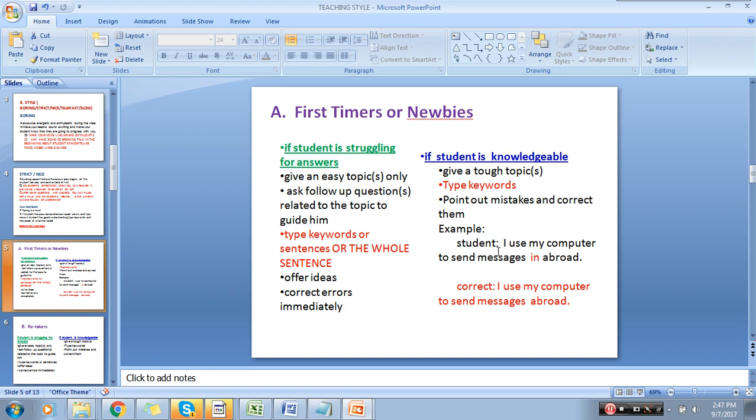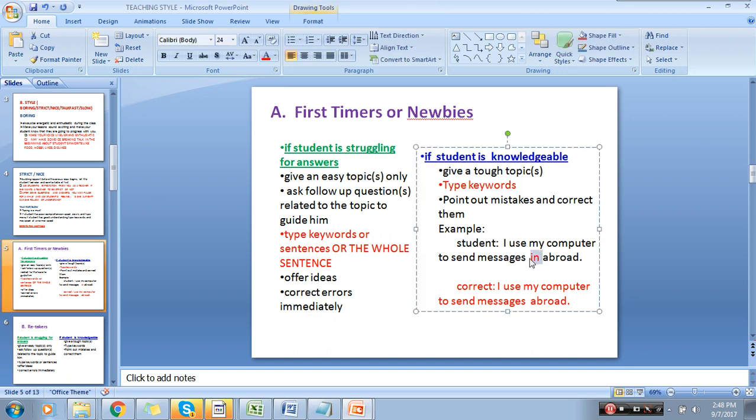So, if your student is knowledgeable even though they are first timers, you may consider giving them tough topics. Don't forget as well to always type the keywords and point out mistakes and correct them as much as possible. So for example, if your student answered, "I use my computer to send messages in abroad," you know that there is a mistake when it comes to their grammar. So kindly correct them: "I use my computer to send messages abroad." Okay, so this is one way that you could help your student understand.